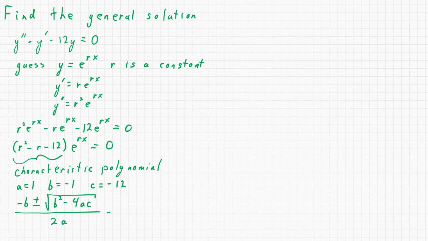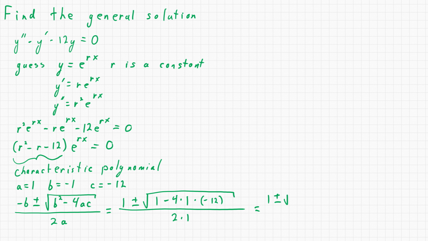If I go ahead and plug those in, I end up with, let's see, negative b, so negative negative 1, so positive 1, plus or minus the square root, so b squared, negative 1 squared, that's positive 1. We got minus 4 times a, which was 1, times c, which is negative 12. And on the bottom here, I get 2 times 1. Let me just go ahead and finish that up on the side. So I have 1 plus or minus square root.